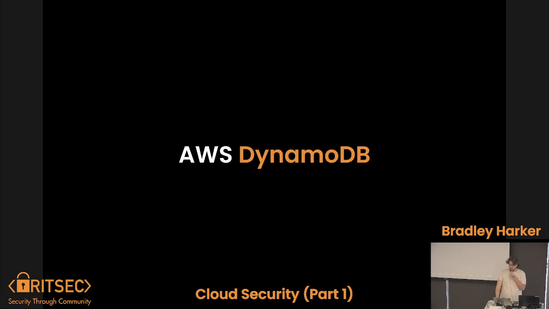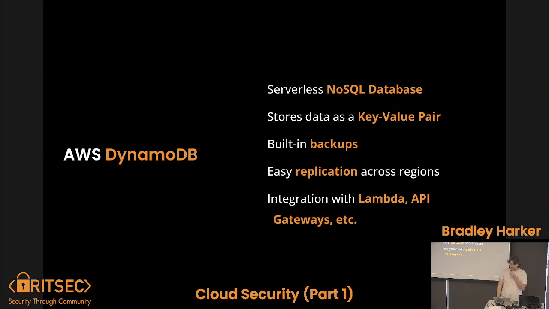So DynamoDB is something I mentioned a few times. This is a serverless NoSQL database. What I mean by that is instead of storing documents and rows in a table, it stores data as a key value pair. It does support some JSON stuff. It requires a little bit of additional configuration, but it has built-in backups. You can replicate this data across regions very easily to create a CDN of sorts.